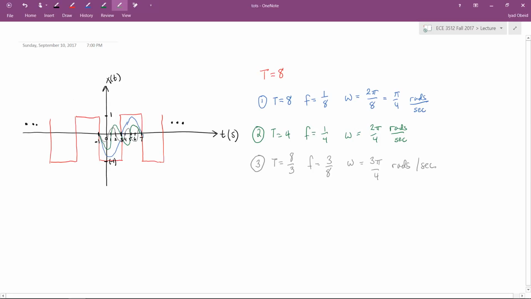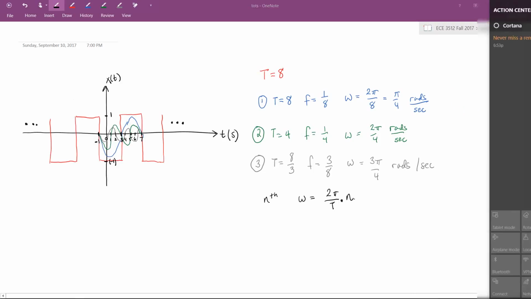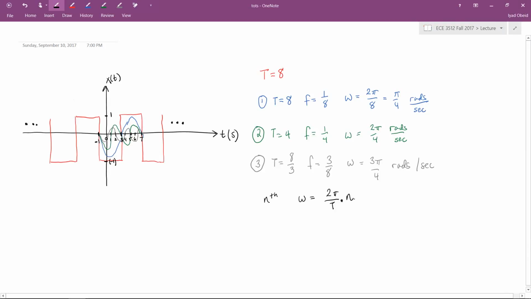And by now you can see a pattern. In general, we can argue that the nth cosine will have a frequency of 2 pi over T times n. So 2 pi over T gives us the frequency of the first cosine, and then n means double the frequency, triple the frequency, and so on. And that's exactly what we have here. In fact, these cosines are so common that they have a special name. We call them harmonics.